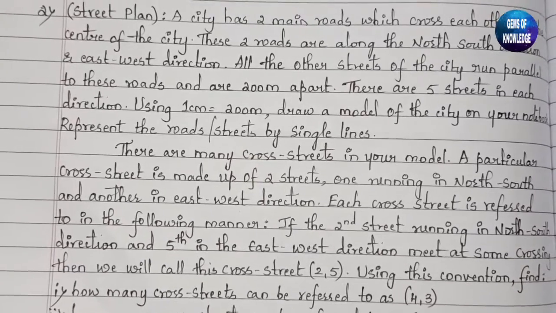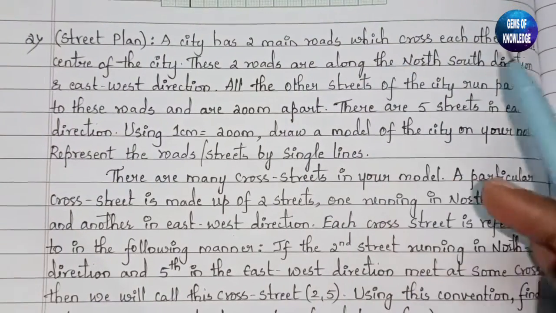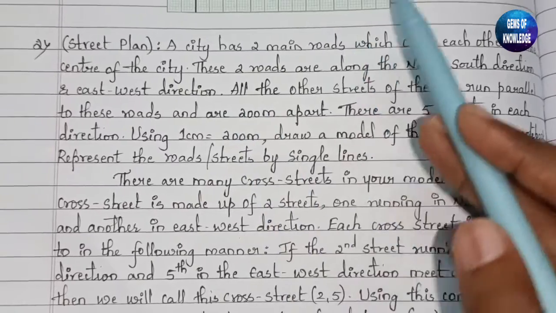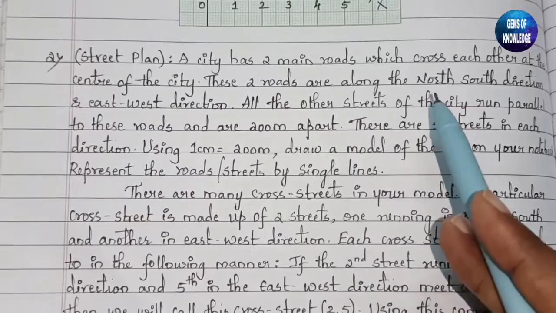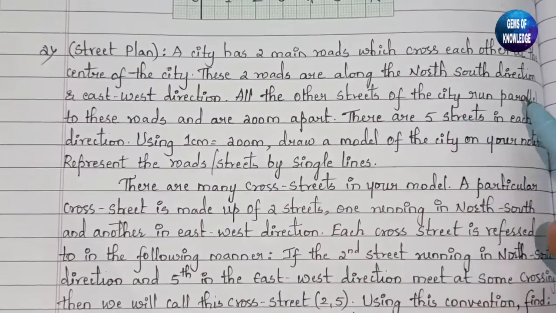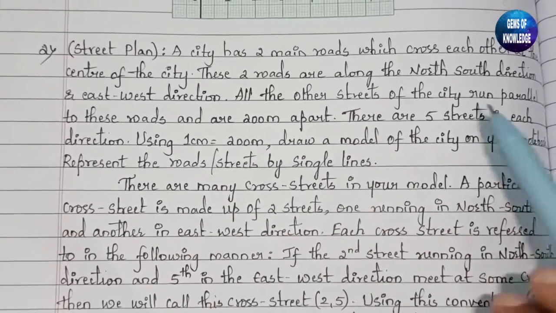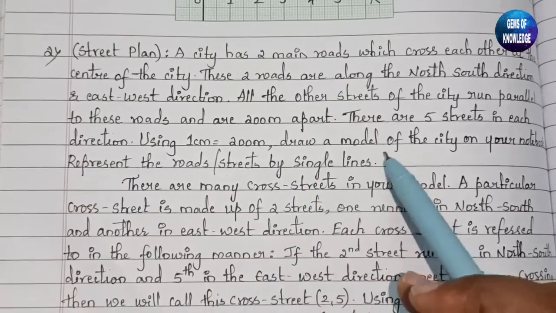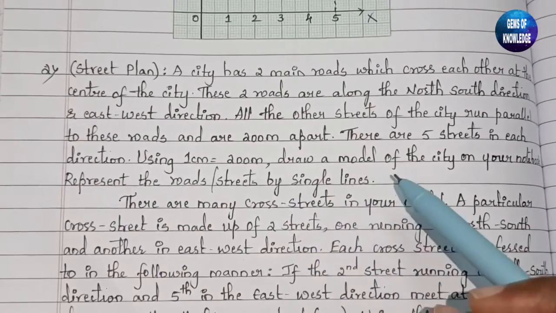The question is very lengthy. Let me make you understand here. A city has two main roads which cross each other at the center of the city. Now your city is having two main roads, okay, and they cross each other like this in a plus mark. Okay, these two roads are along the north south direction and east west direction. All the other streets of the city run parallel to these roads and are 200 meter apart. There are 5 streets in each direction. Using 1 centimeter equals 200 meter, draw a model of the city in your notebook. Represent the road or street by single lines.